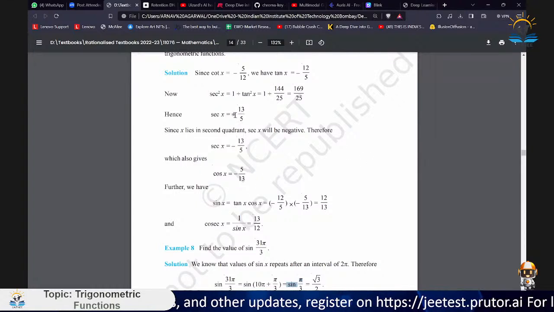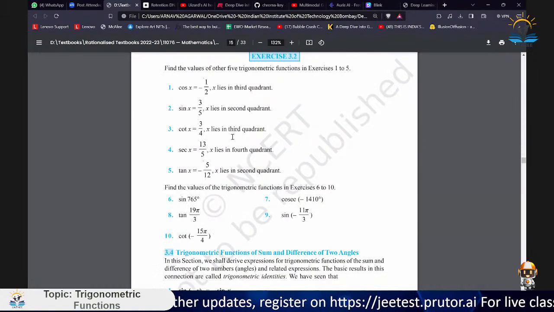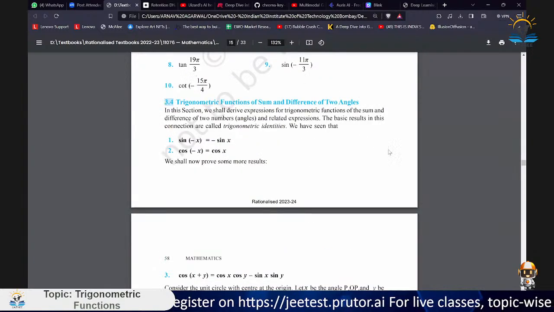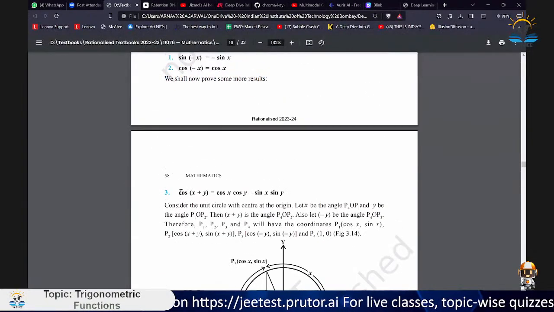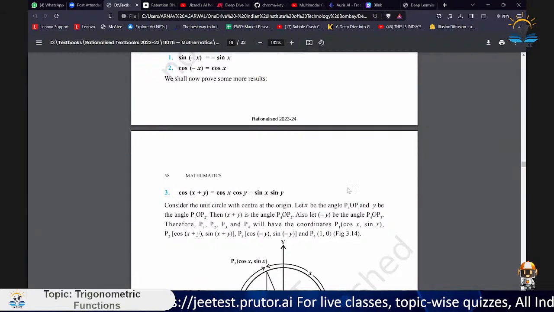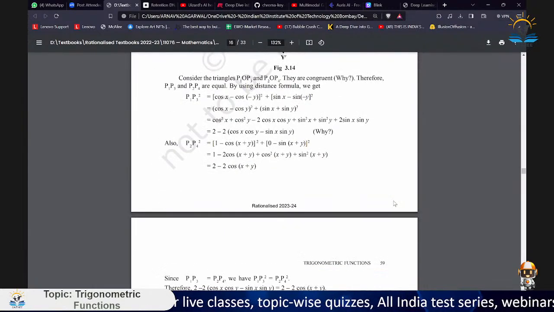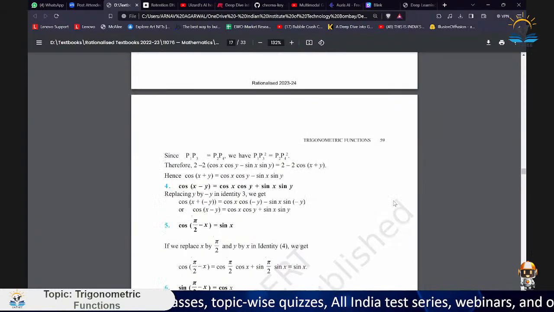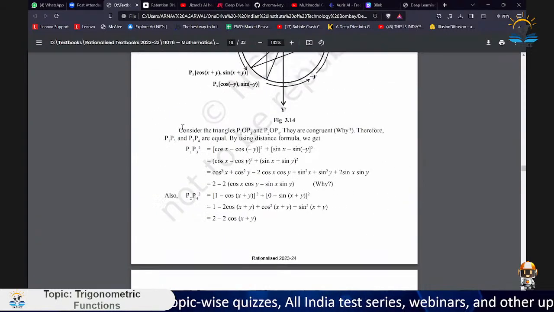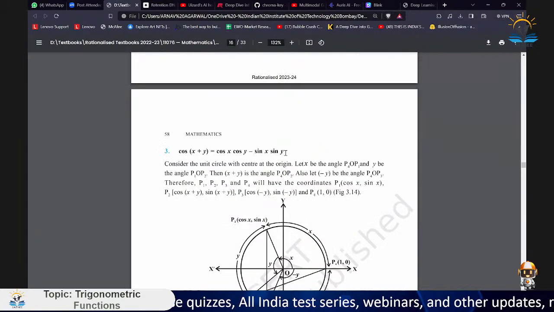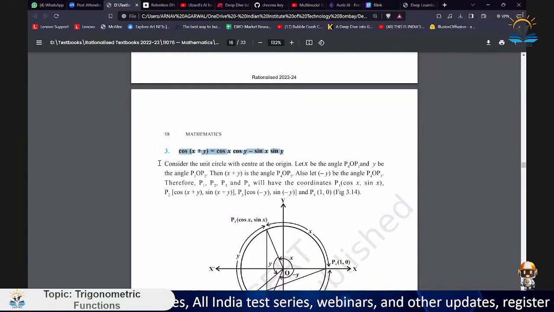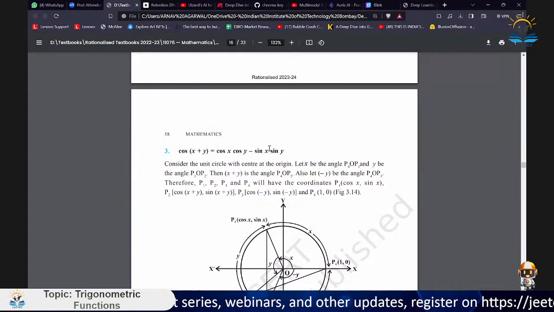Let's move further. Yeah, see before that, sine of minus x is minus sin x and cos of minus x is cos x. By this, we can now prove cos(x plus y) is equal to cos x cos y minus sin x sin y. I don't think I should waste time explaining the proof. It's quite simple. You can understand it yourself too. But you need to remember this by heart. That's for sure. Cos(x plus y) is equal to cos x cos y minus sin x sin y.